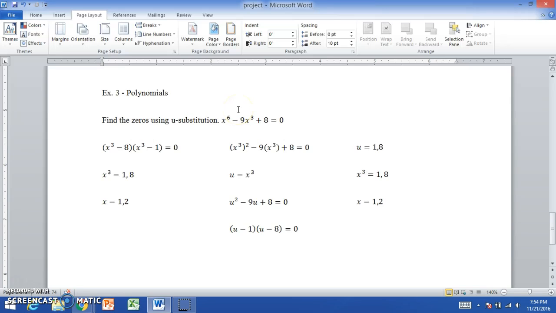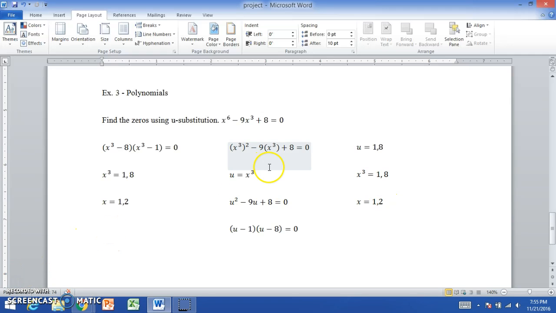We said u substitution can be used by finding some patterns in the original function. If you take a look at x to the power of 6 and x cubed, you can set u equal to x cubed to rewrite it as x cubed squared minus 9x cubed plus 8 equals 0. Substitute that with u, and that changes into u squared minus 9u plus 8 equals 0. And then factor that, which would be u minus 1 times u minus 8 equals 0. And then u is 1 and 8. After that, you replace u with x cubed, and you can take the cube root of the two values, and you would get x equals 1 and 2.